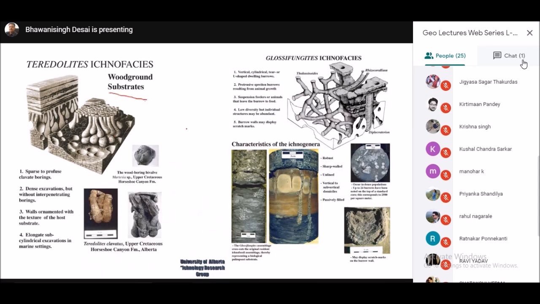Okay, and then you have the Glossifungites ichnofacies. Glossifungites means your soft sediment has changed to a firm ground. I'll give you an example. Suppose whenever we are walking in an intertidal zone or a seashore, sometimes our foot goes down, but sometimes it is very firm. So this firm ground is where the Glossifungites ichnofacies happens.